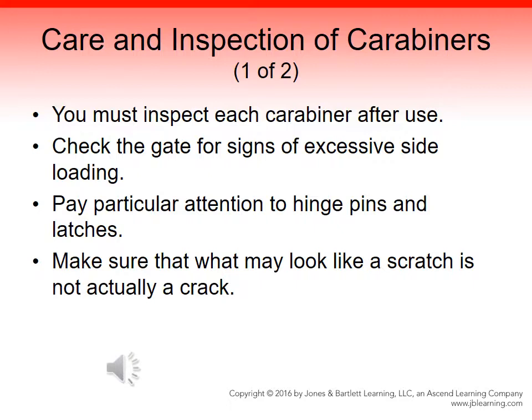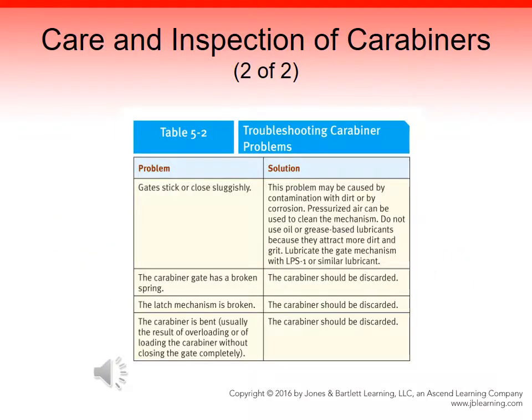If your carabiners have gotten wet, dry them in a warm place. Use a preservative and lubricant such as LPS1 on critical areas such as hinge pins, spring latches, and locking knobs to help prevent corrosion. Wipe off excess lubricant before storing the carabiners. So here, Table 5.2 identifies some common problems and solutions for your carabiners. This is in your book, so you can review this at your leisure.